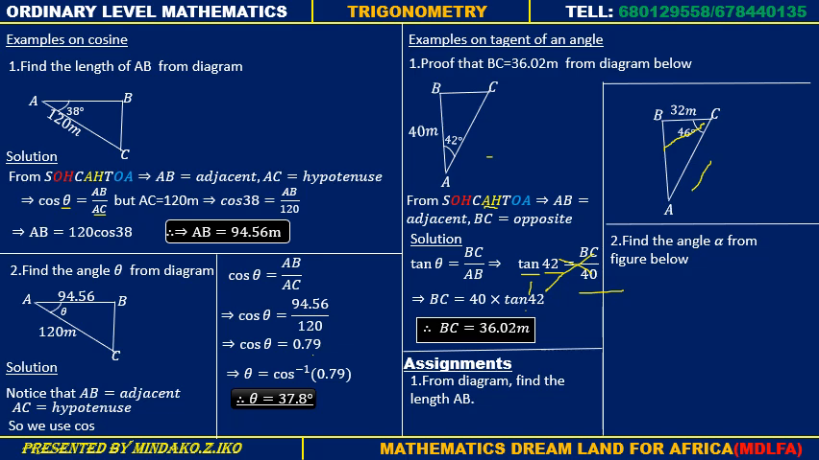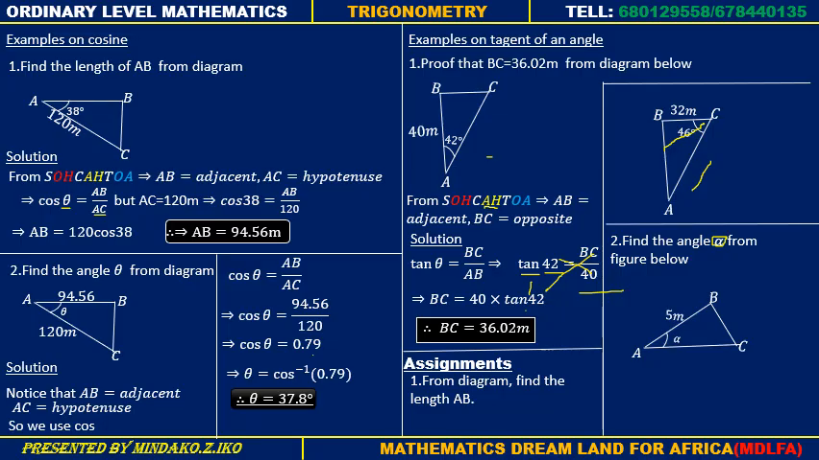Okay, now let's look at assignment 2. Find the angle alpha from the figure below. This is a Greek symbol called alpha. Okay, let me display the figure to you. They're asking for the angle alpha. Now if they're asking for an angle, it means that two of the sides must be given, or they can just give you a value that either the sine of that angle equals that value, or the cosine of that angle equals that value, or the tangent of that angle equals that value.